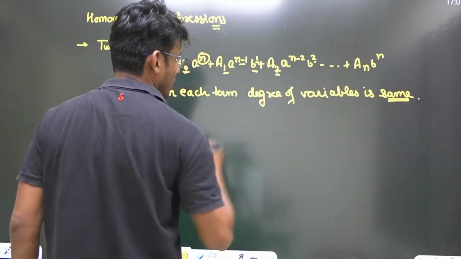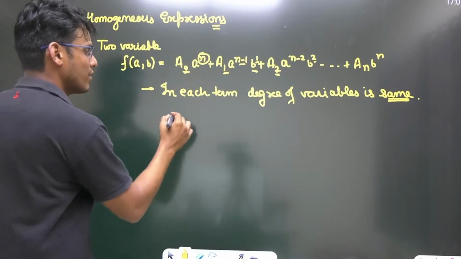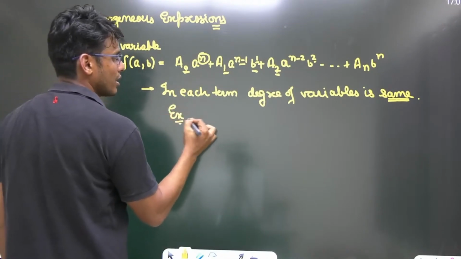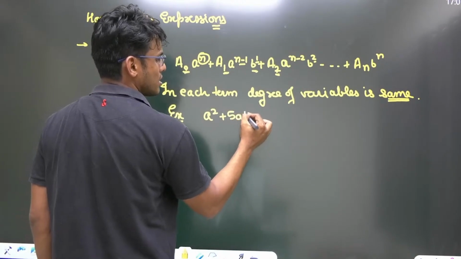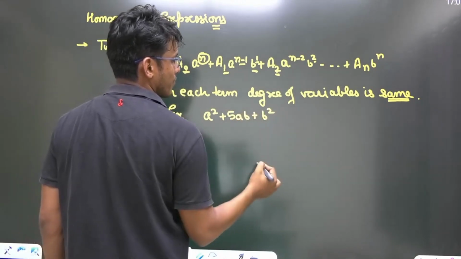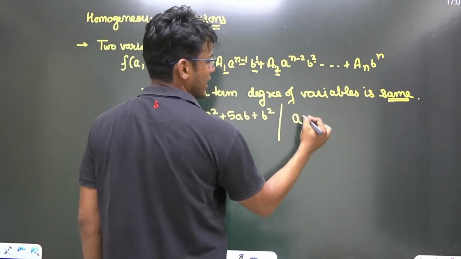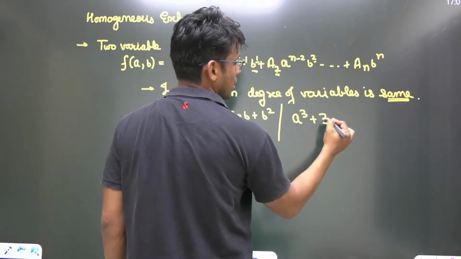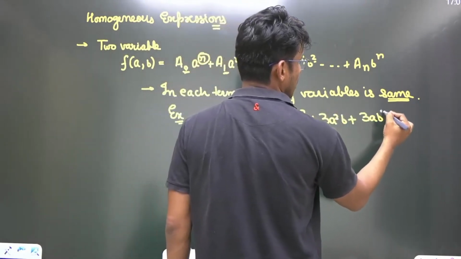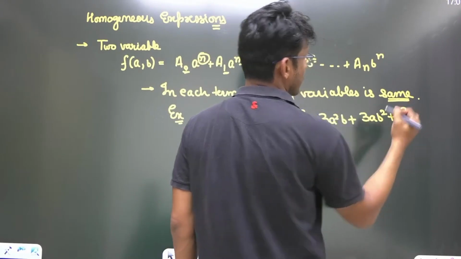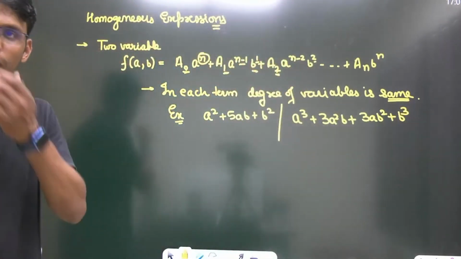So degree, got it? This is one. So we'll just write the example. So 2 degree, if I talk about 2 degree, this is a 2 degree expression. If I talk about 3 degree expression, right? This is a 3 degree expression. Getting my point?